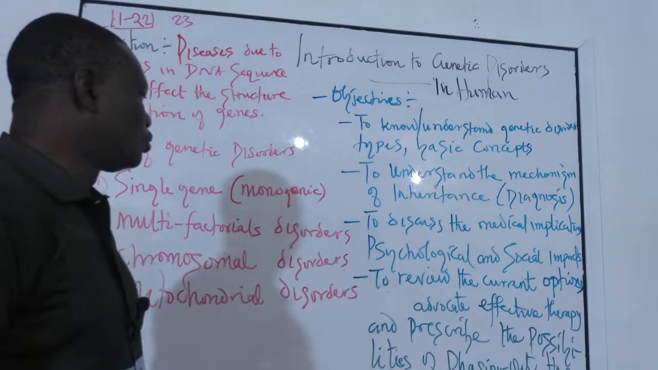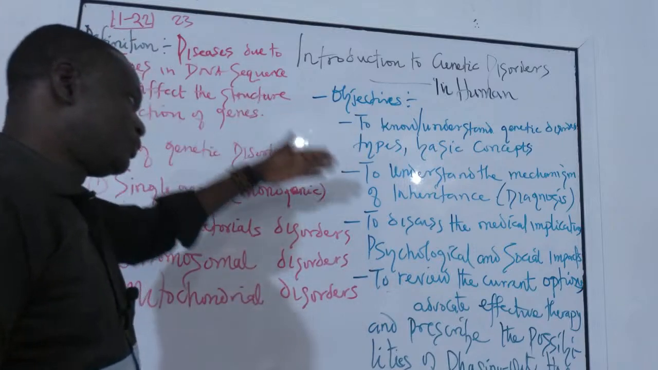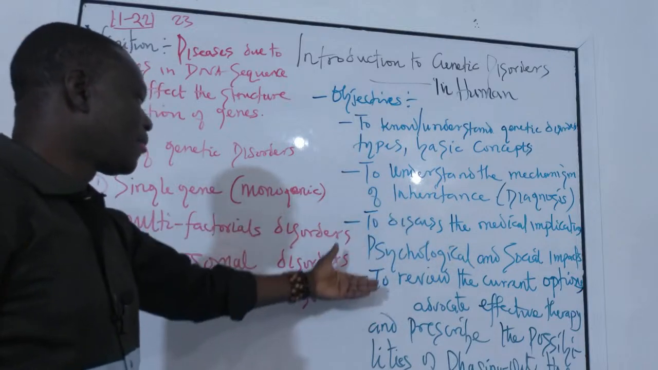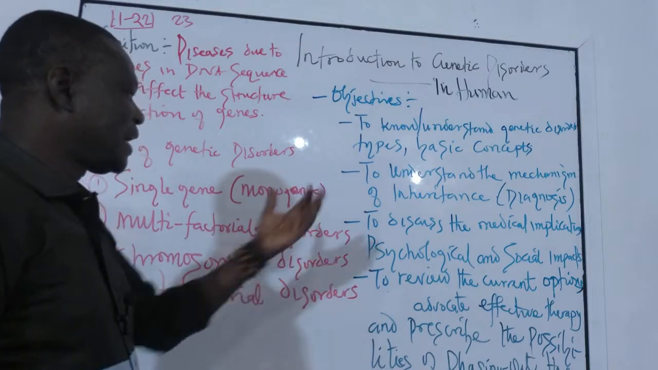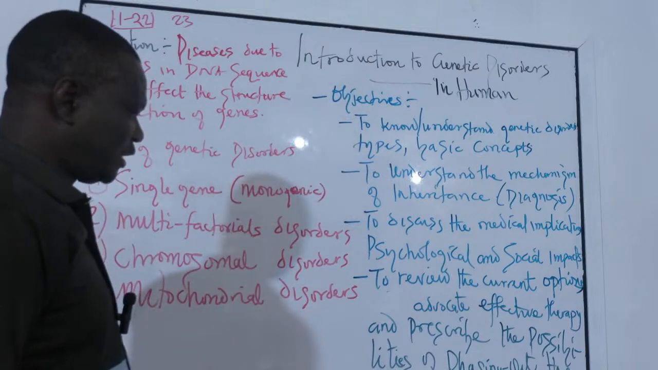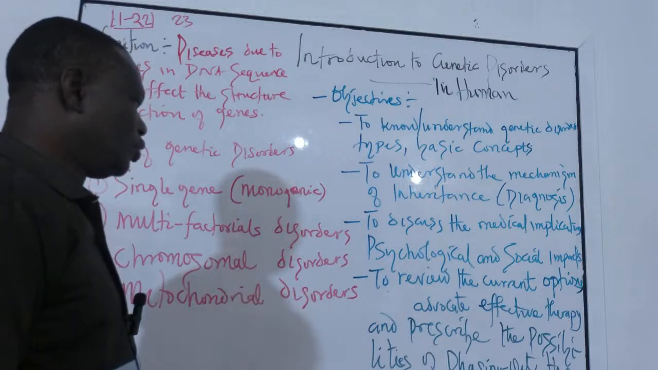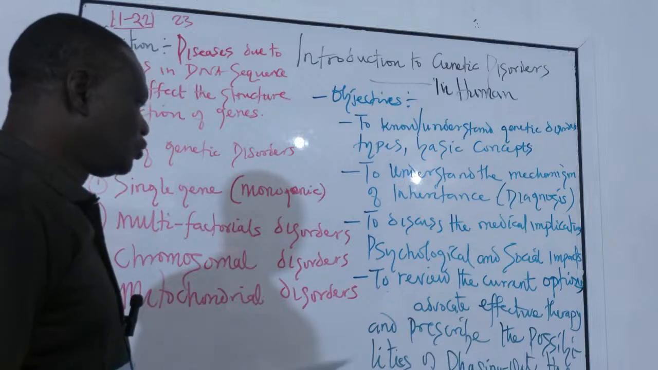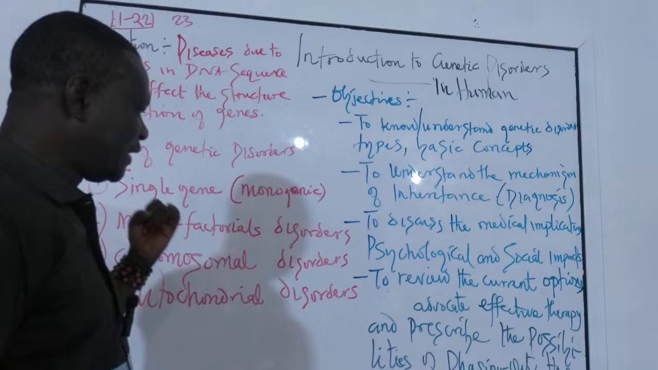Then we should be able to profile or discuss the medical implication, clinical manifestation, psychological impact, as well as the social impact of a genetic disorder. Then the last one is to review the current available options. We will review them one after the other.